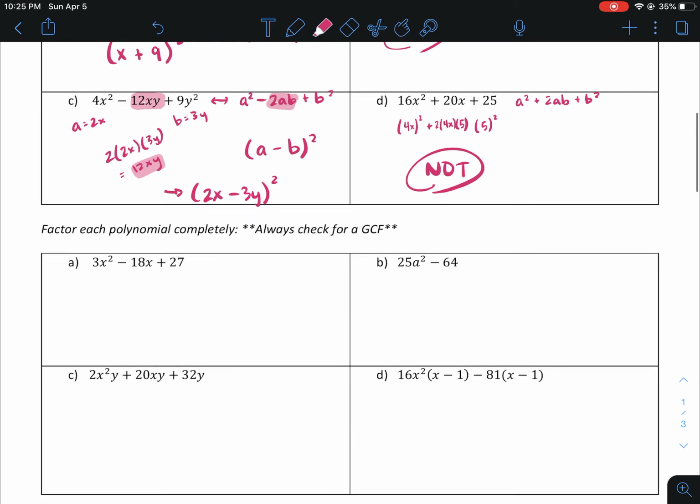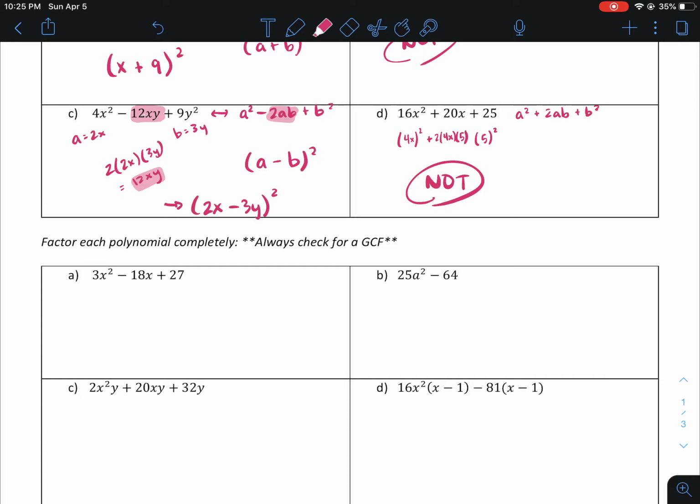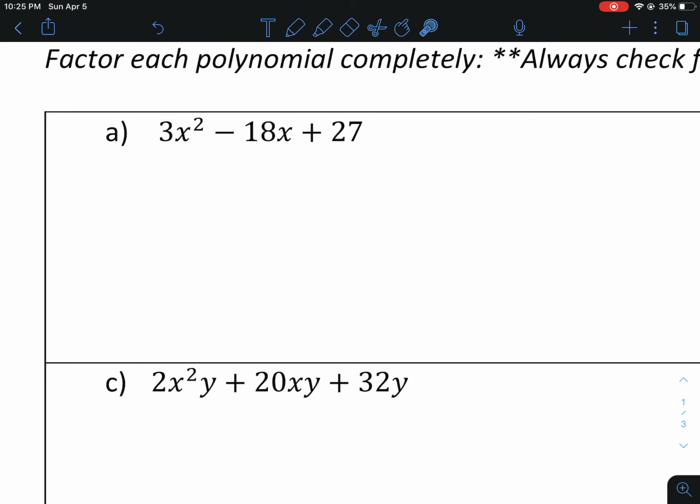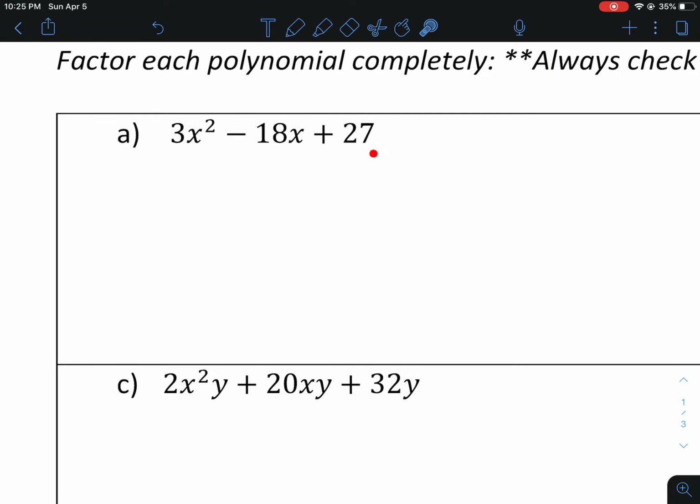Alrighty, so let's look at a couple more examples. We're going to factor each of these completely. I'm going to say this over and over: we always check for a GCF first, no matter what. So let's look here: 3x squared minus 18x plus 27. Neither of these are perfect squares, but we need to check for a GCF.